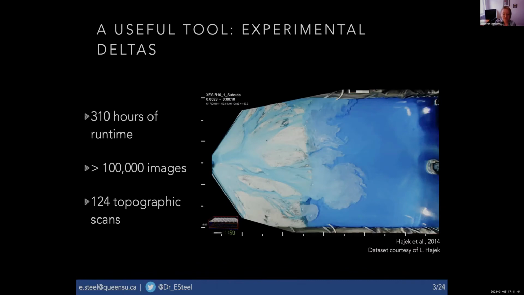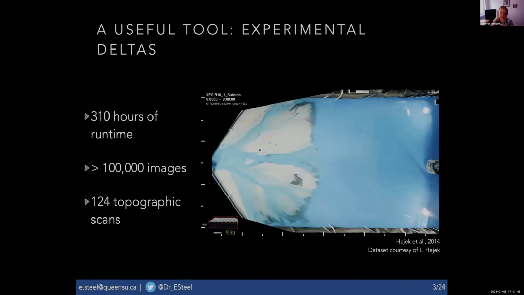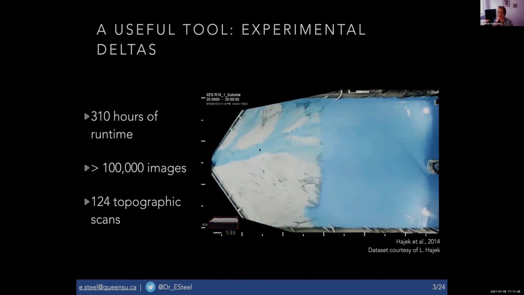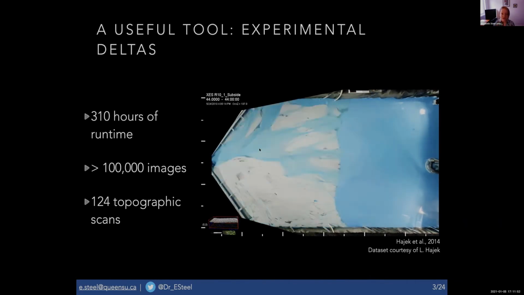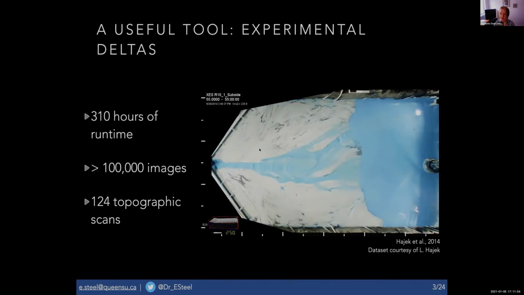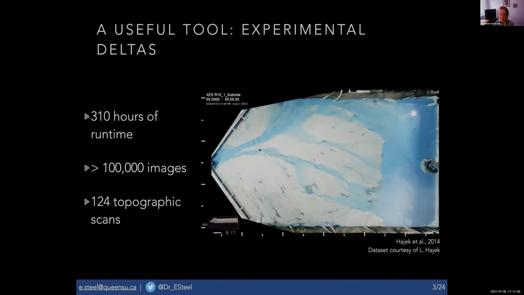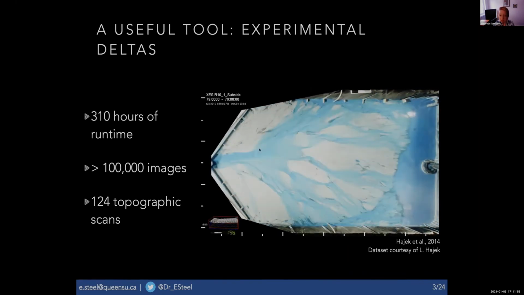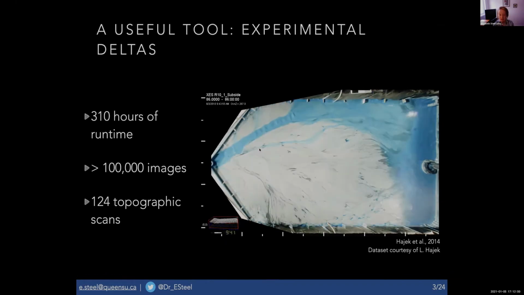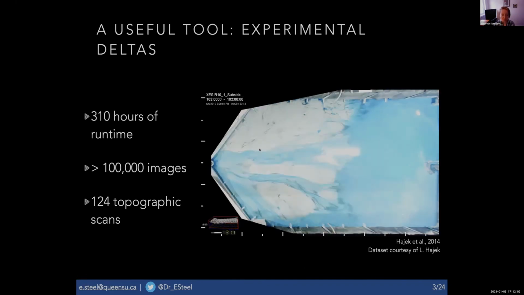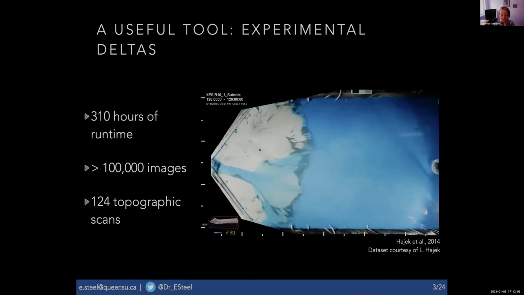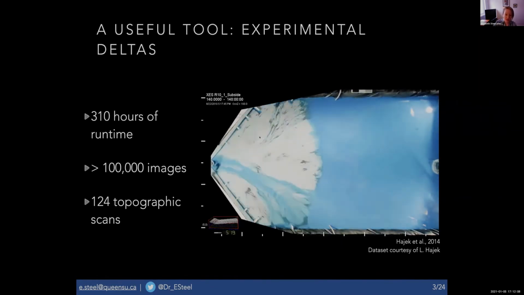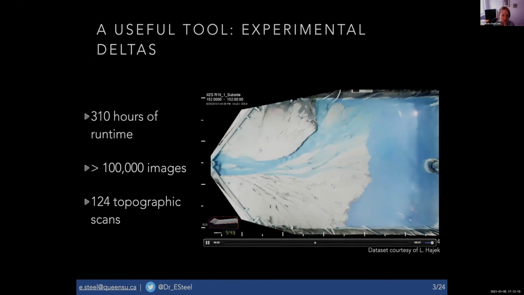So a really useful tool for exploring these kinds of questions of how kinematics of delta systems relates to the subsurface architecture is to use experimental basins. What I'm showing you here is an experimental delta that was built at the St. Anthony Falls lab. This is actually a delta that was part of a project done by Elisabeth Steel when she was at SAFL, and she was generous enough to let us use her data set.